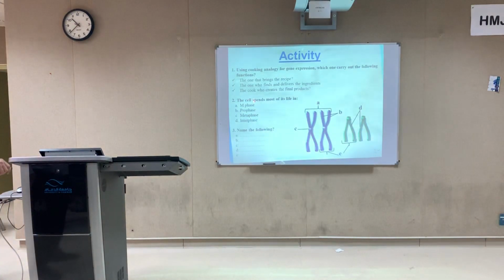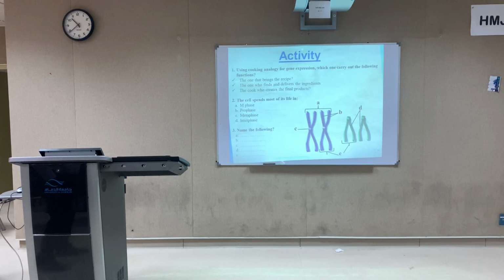All right. The cell spends most of its life in what phase? Interphase. Remember the cell cycle. Most of the cycle is interphase, like G1, S, G2. Sometimes cells spend all their life in G0, so they never go into the mitotic phase. They spend most of their time in interphase. Only a short period is in cell division, the M phase, prophase, metaphase and so on.